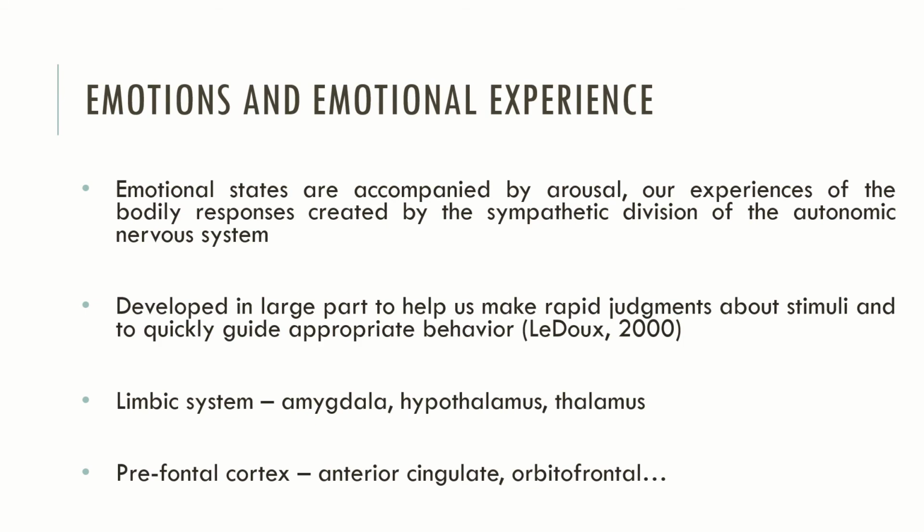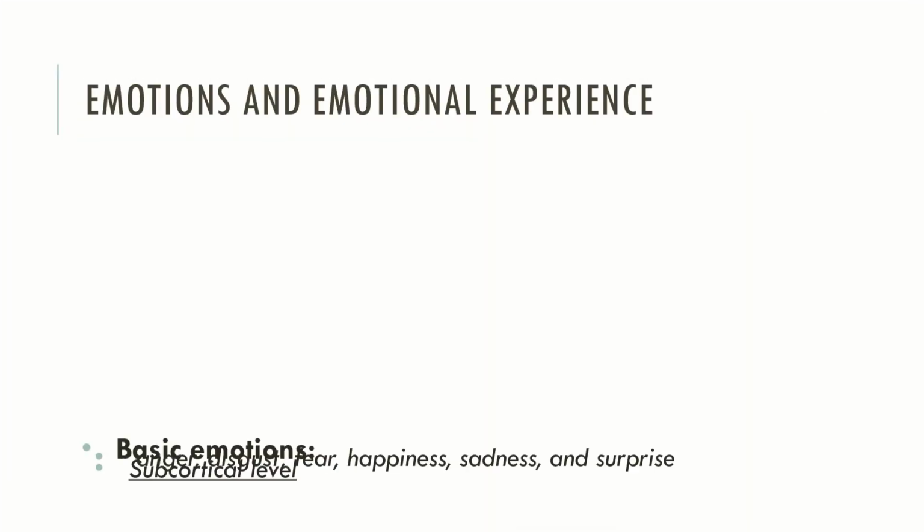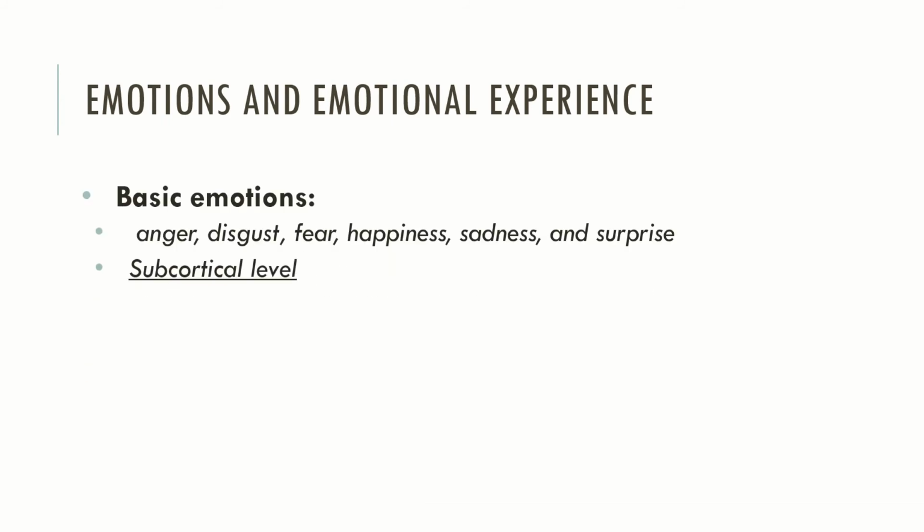Moreover, we can find different emotions. We can distinguish basic emotions from complex or secondary emotions. Basic emotions we can see as anger, disgust, fear, happiness, sadness, and surprise. And these emotions tend to be generated at the subcortical level.